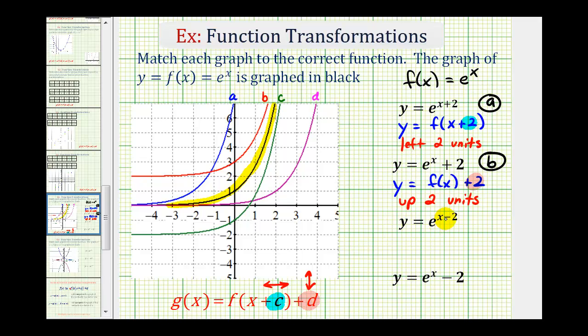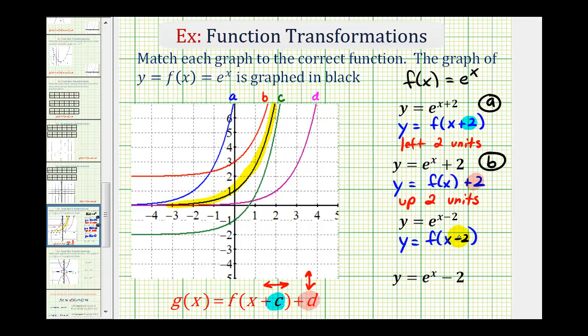In our next equation, notice how the exponent is x minus 2, so we can write this as y equals f of x minus 2, which means in this case, c is going to be negative 2. So if c is negative 2, the graph will be shifted right 2 units. Looking at our graphs, notice how the purple graph, or graph D, is 2 units right of the black graph. So this would produce graph D.